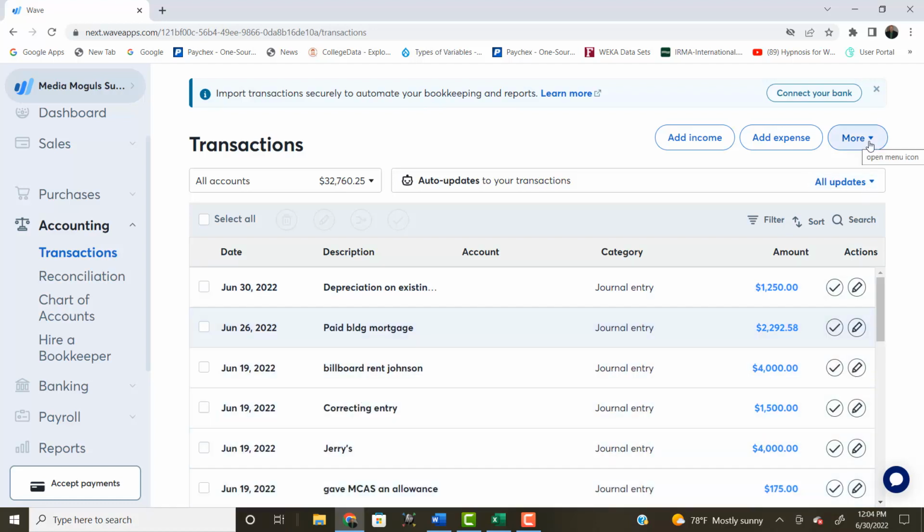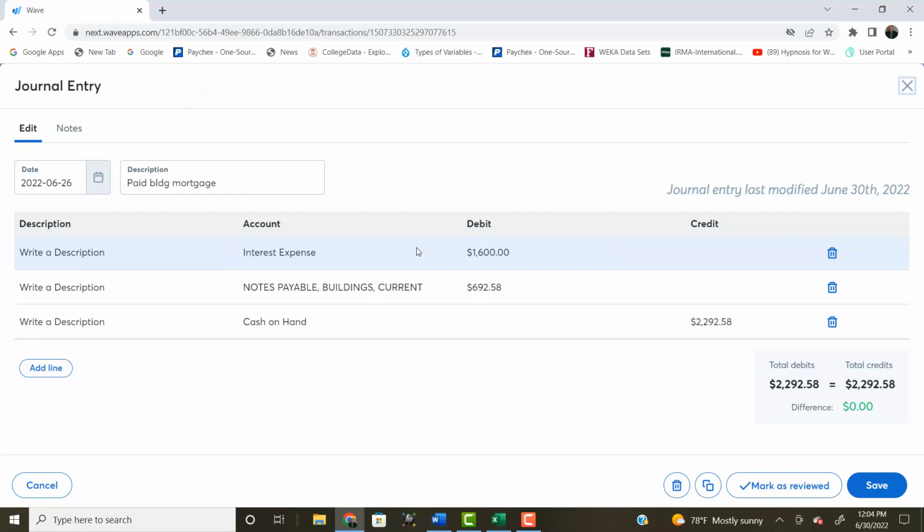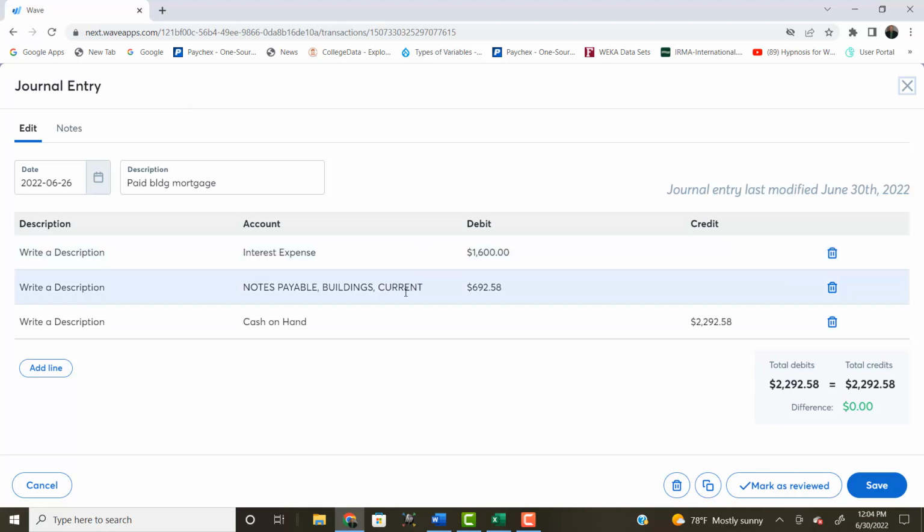You're again going to go to more, and then you will make the following entry. Interest expense, $1,600. Notes payable buildings, current, $692.58, and cash is going to be reduced by the amount of the payment of $2,292.58.